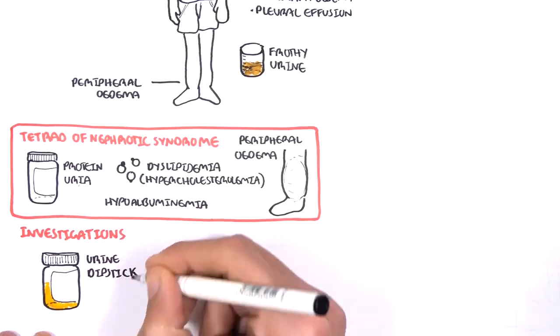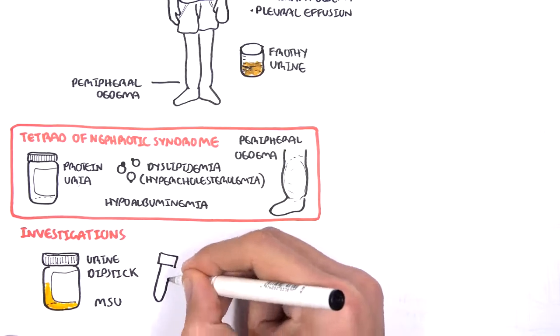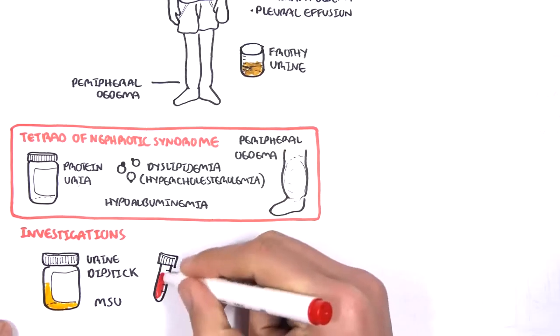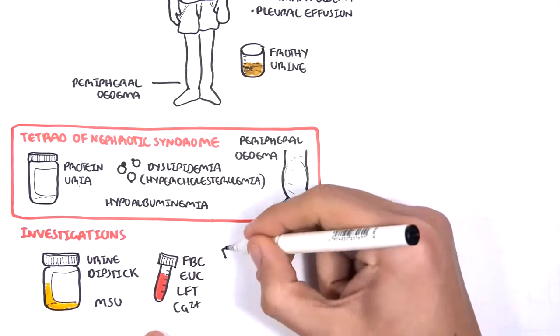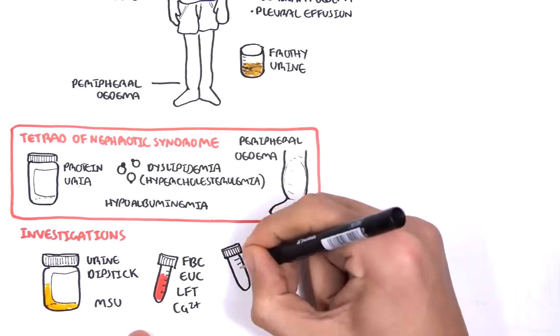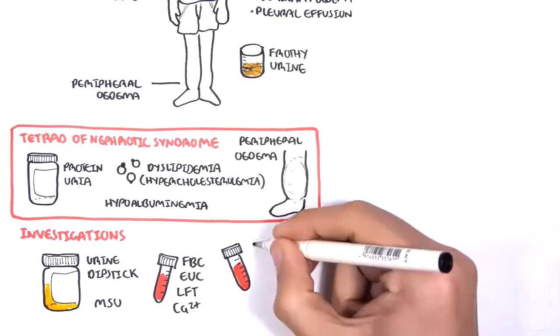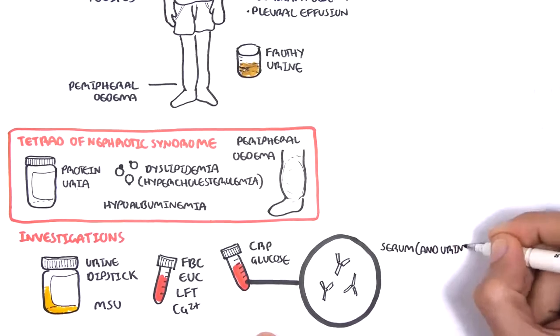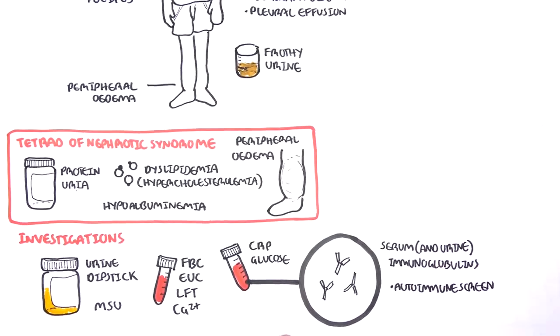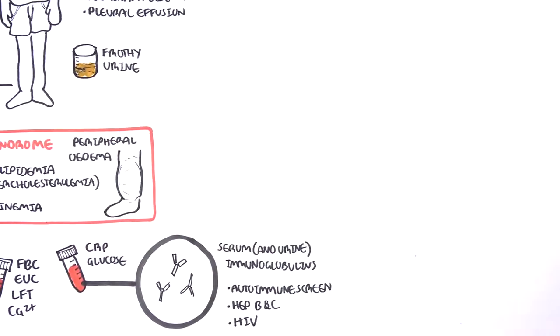So investigations can include urine dipstick, MSU, full blood count, EUCs, liver function tests, LFTs, calcium levels, CRP and glucose. Serum and urine immunoglobulins is important to screen for autoimmune diseases, and also to check for presence of immune response to hepatitis B, hepatitis C, and HIV, which are also some causes of nephrotic syndrome.